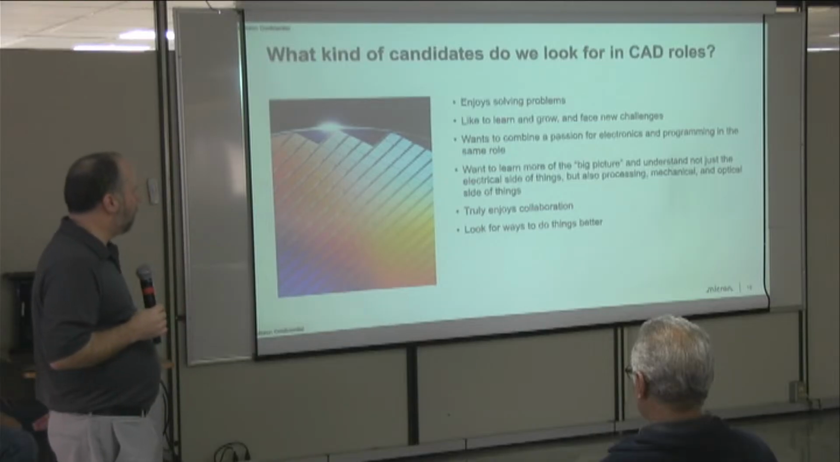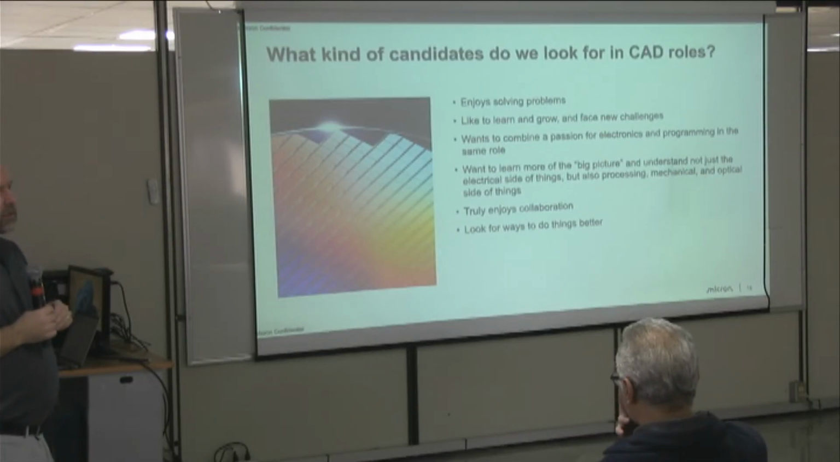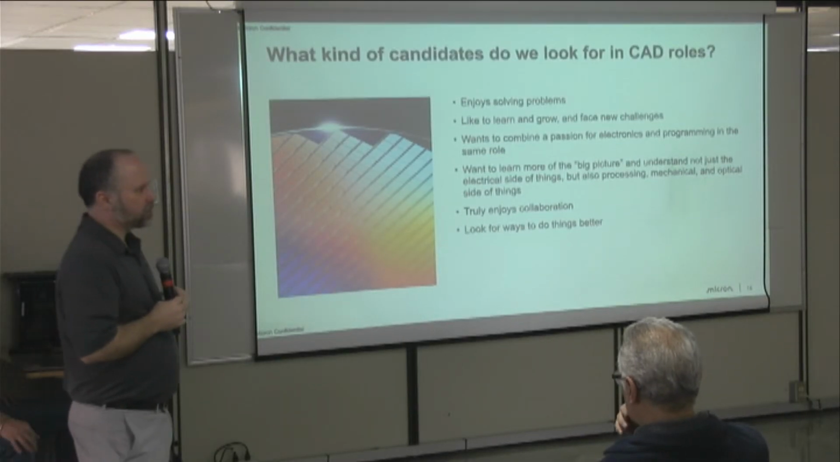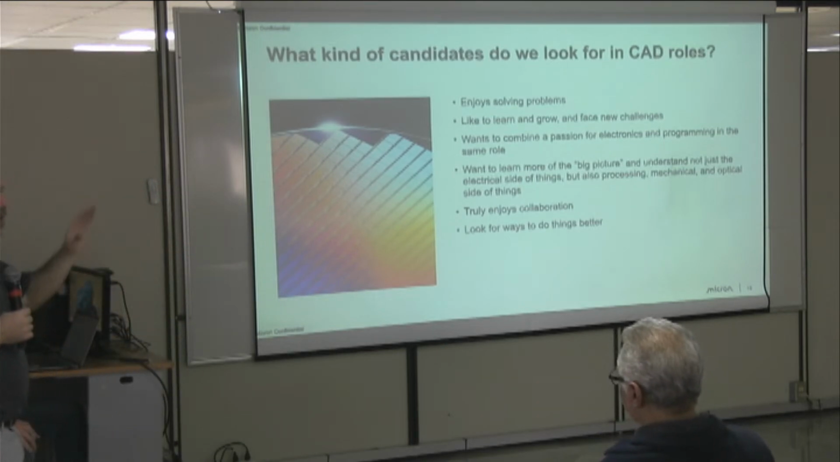And then we like for people who always look for ways to do things better. Is there a better way to do this? Like, let's experiment, let's try some things. Can we do this faster? Can we do it more efficiently? Can we do it better? Like, even if this is the status quo, is there room to do things differently?